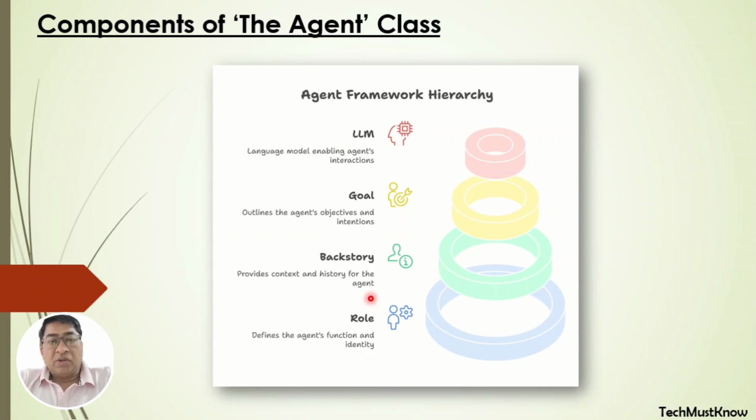Fourth component is goal. The goal is what the agent is expected to achieve, and it usually translates into the agent's output. For example, if the agent is responsible for retrieving data from a database and answering a user's question, its goal is to output the answer.